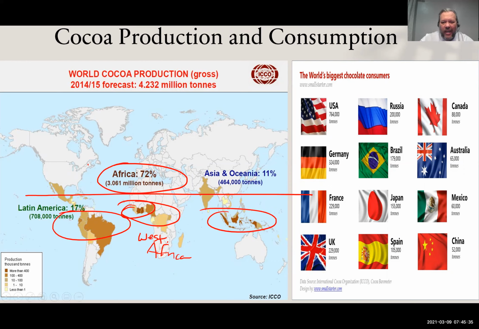And so that's where the cocoa production is, and then we look at the world's biggest chocolate consumers. I'm not going to tick them all off here, but the US, Russia, Canada, Germany is over in here. Brazil. So Brazil, they produce a lot and they consume a lot. Australia, France, Japan, Mexico, UK, Spain, and China. And so a lot of these are wealthier countries. And so again, growing in the South for the most part, and selling to the North with some exceptions.